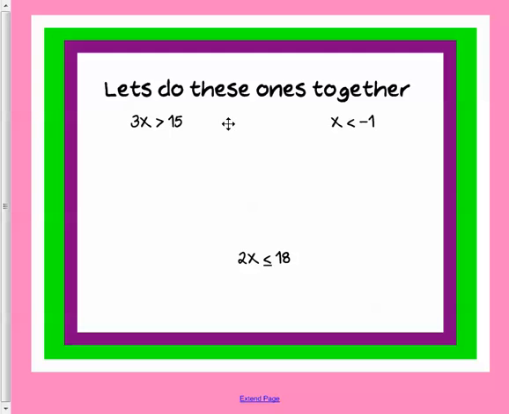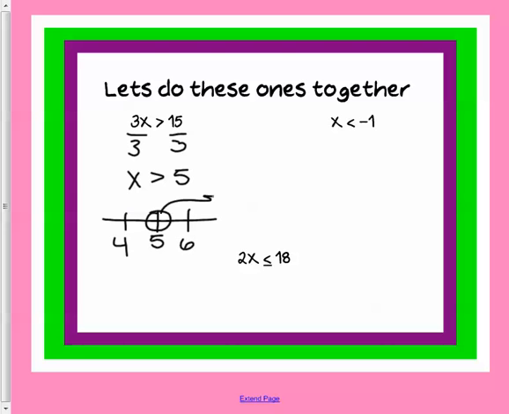All right, so let's do these ones together. 3x is greater than 15. Divide by 3 on both sides, and x is greater than 5. So when we graph it, we're graphing everything above the 5, but not including the 5. So it could be 5 and 1/10, 1/100th, 1,000th, 1,000,000th, 1 whatevereth, but it cannot be 5.